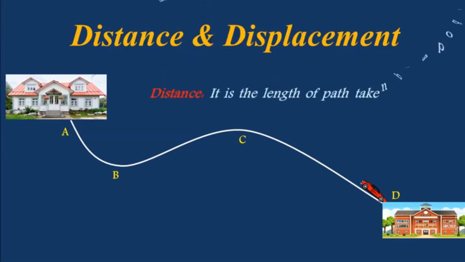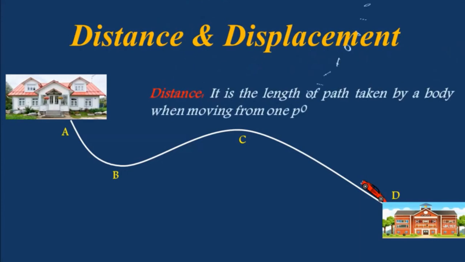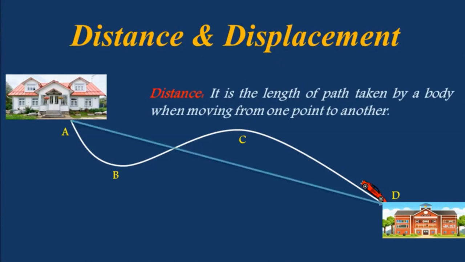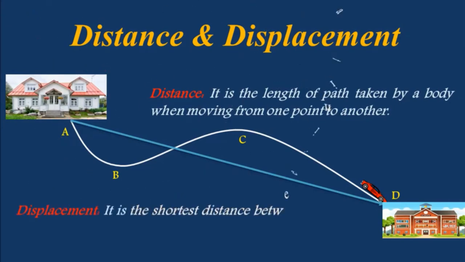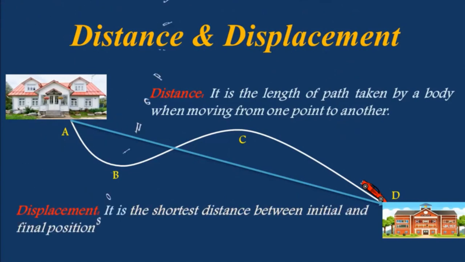Distance means it is the length of the path taken by a body when moving from one point to another point. That means A to D. Here the displacement of that car is AD. That means the shortest distance between the initial point and the final point. Displacement is the shortest distance between initial and final positions of the body.